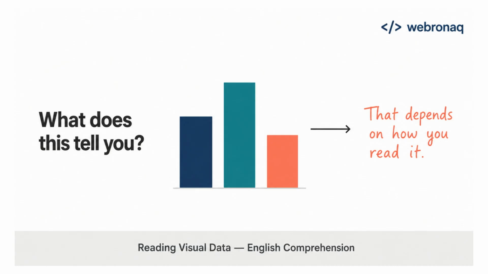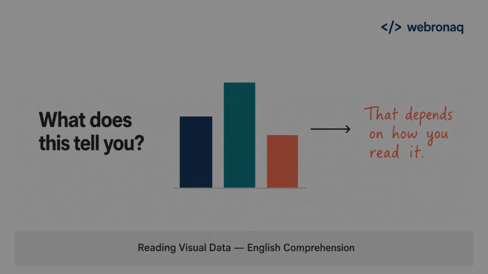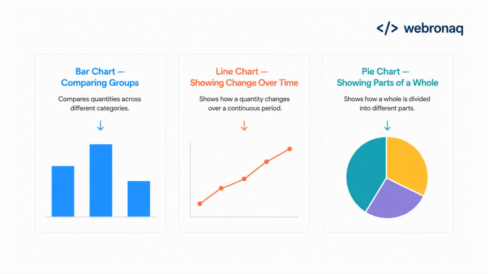Reading a chart is not about math. It is about understanding what a visual is designed to tell you, quickly, clearly, and in context. That is a real English comprehension skill, and it matters every time you read something in the real world. Up next, we will take a quick tour of the most common chart types and what each one is built to show.